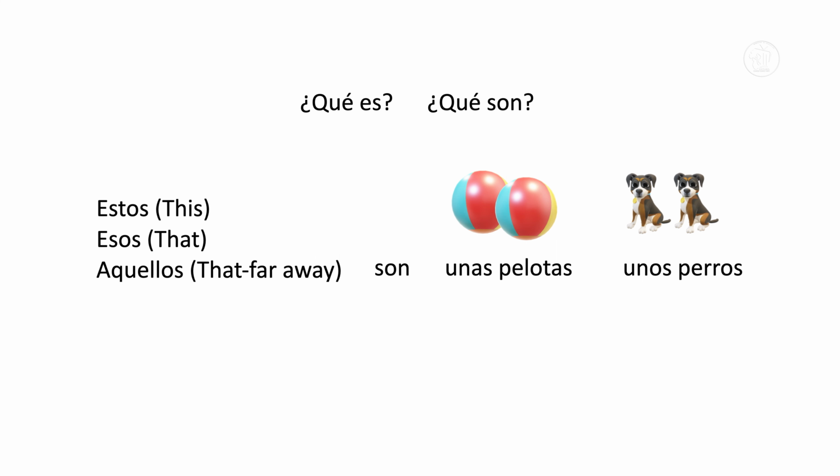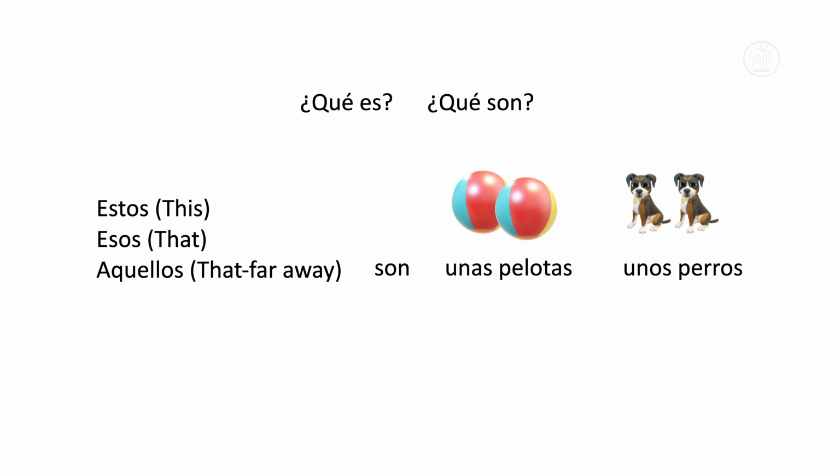For the plural forms, to say these, we say estos. So I'm asking, what are these? ¿Qué son? Estos son unas pelotas. Remember when it's singular form, we say una pelota, but because it's plural, the article una becomes unas, and the noun pelota becomes pelotas. So, estos son unas pelotas.